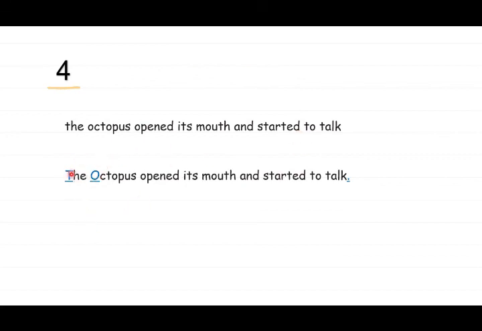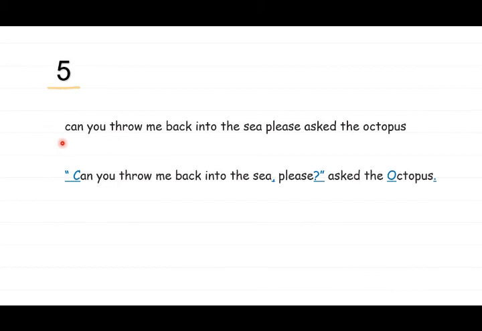Number 4, the octopus opened its mouth and started to talk. Okay, so the correct one is the T here should be capital letter and the O here also should be capital letter, because the octopus is referring to the character just now. Open its mouth and started to talk. Okay, good. Put a full stop. Next one. Okay, number 5. Can you throw me back into the sea, please?